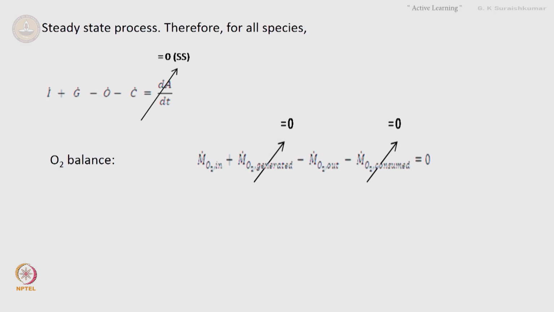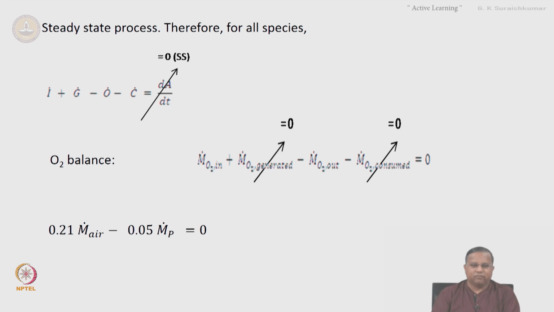There is no generation of oxygen in the system, therefore, that term goes to 0. There is no consumption of oxygen in the system, therefore, that term goes to 0. What remains is the molar flow rate of oxygen in the input stream minus the molar flow rate of oxygen in the output stream equals 0. That is your material balance. So, 0.21 times the molar flow rate of air is the molar flow rate of oxygen in the input stream.